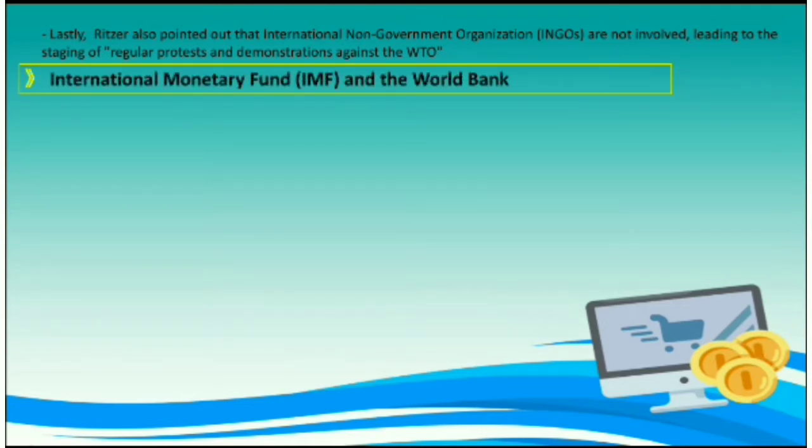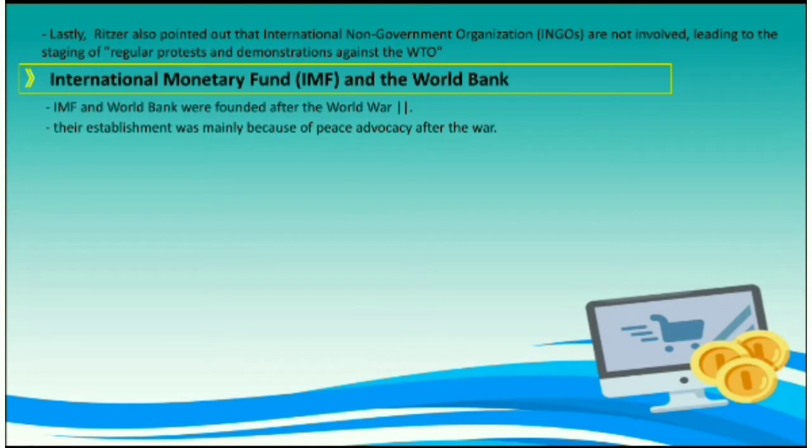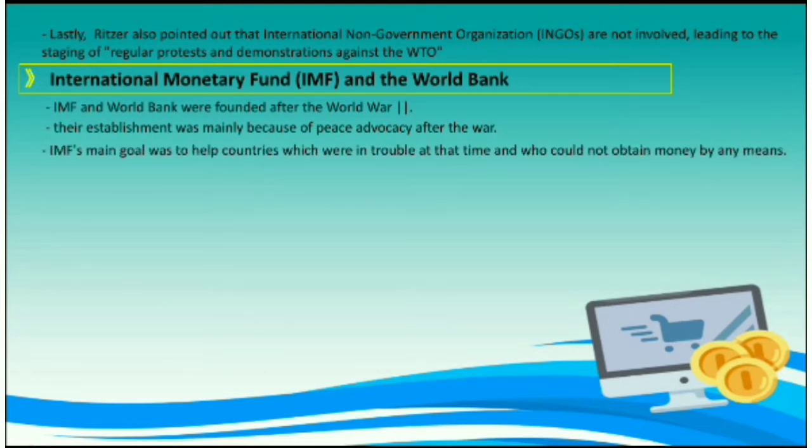The third institution or organization is the International Monetary Fund, or the IMF, and the World Bank. The IMF and World Bank were founded after World War II. Their establishment was mainly because of peace advocacy after the war. The IMF's main goal was to help countries which were in trouble at the time and could not obtain money by any means.